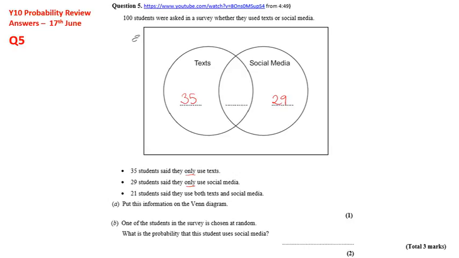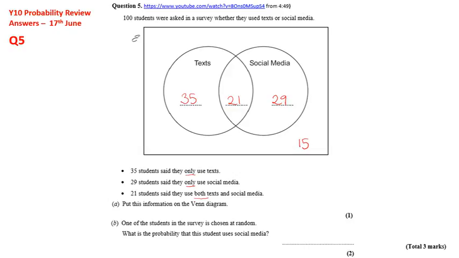And 21 students said they use both, so that can go in there. Check now that we've got everybody. When you add up 35 plus 21 plus 29, that comes to 85. We've got 100 students in our survey. There's 15 that aren't shown in there. They must be on the outside here.